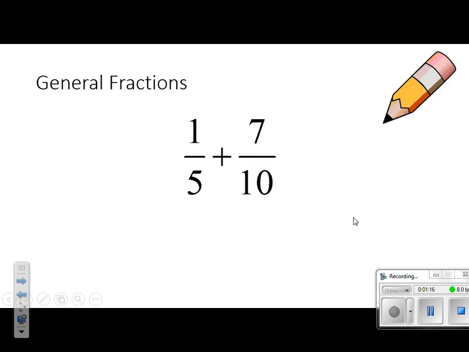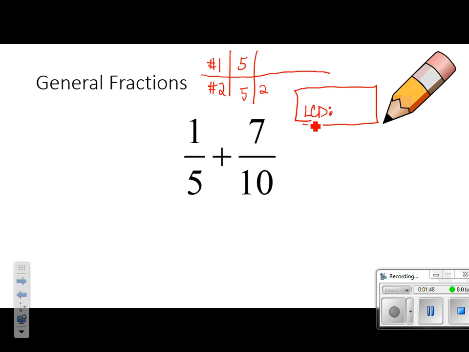So when we're adding fractions, general fractions, we talked about this on Friday, we have to have a lowest common denominator. They have to look the same on the bottom. All right. So, fraction number 1, all the factors of 5. Well, that's 5 and 1. Remember, I don't need to write the 1 down. Fraction number 2, all the factors of 10. 5 and 2. The lowest common denominator, and yes, you must write this down every time. The lowest common denominator is 5 times 2.